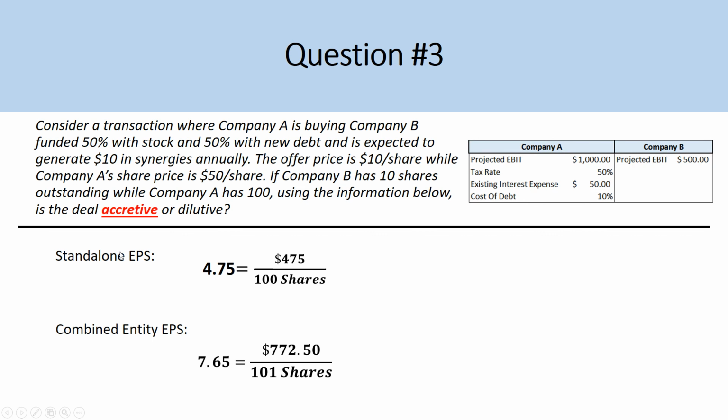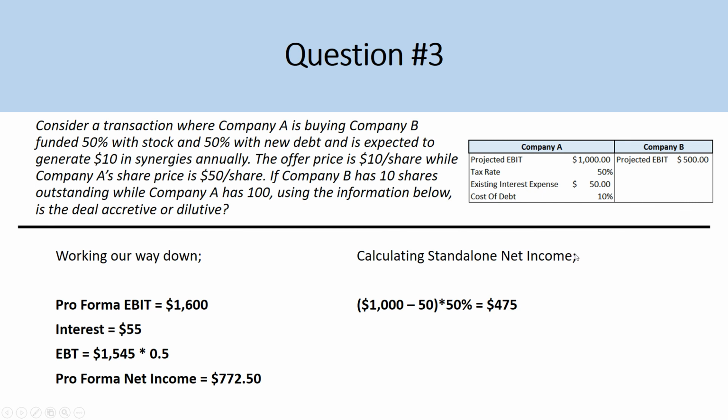So for the standalone EPS, calculating the standalone net income over here. Company A's standalone net income would be 1,000 minus its existing interest expense of 50, times 50%, its marginal tax rate, for 475. So on a standalone basis, its net income would be 475. On a pro forma basis, completing the transaction, it would be $772.50, right? So I forgot to account for that calculation.